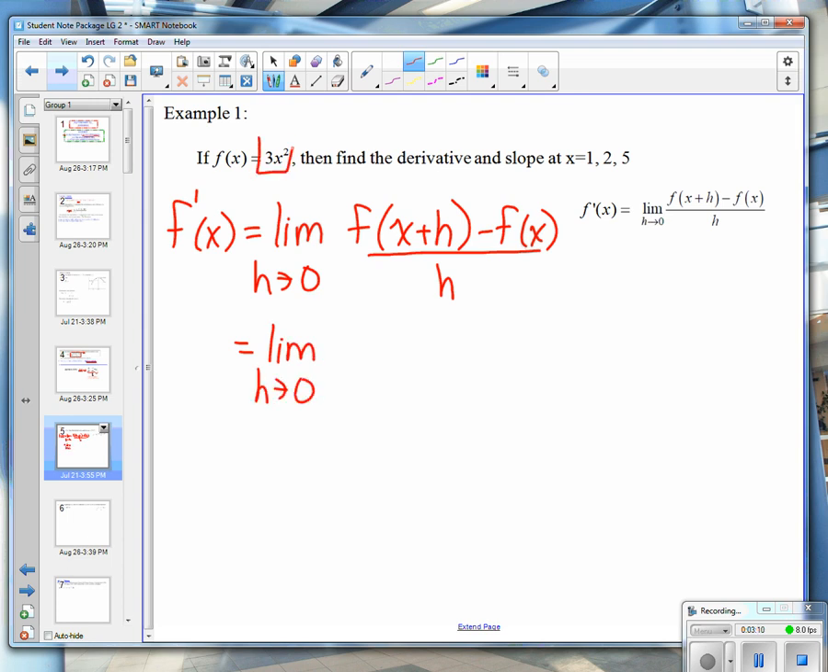Now again, our function is this guy here. So remember, that means that I'm taking my function and my x value and I'm replacing it with x plus h. So that's going to be 3 times x plus h squared minus my function. So my function is f of x, so that's just going to be 3x squared all divided by h. So just take a quick look over that, make sure that that all really makes sense to you, because that for a lot of students is one of the parts that they get stuck on.